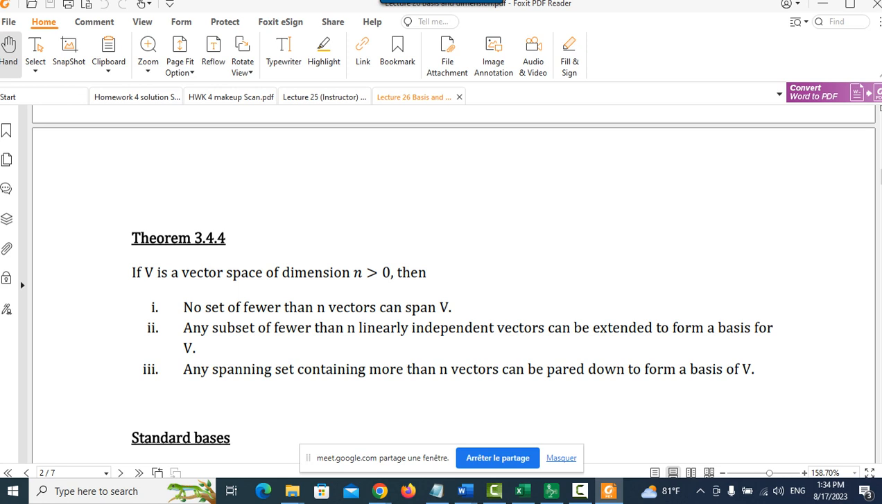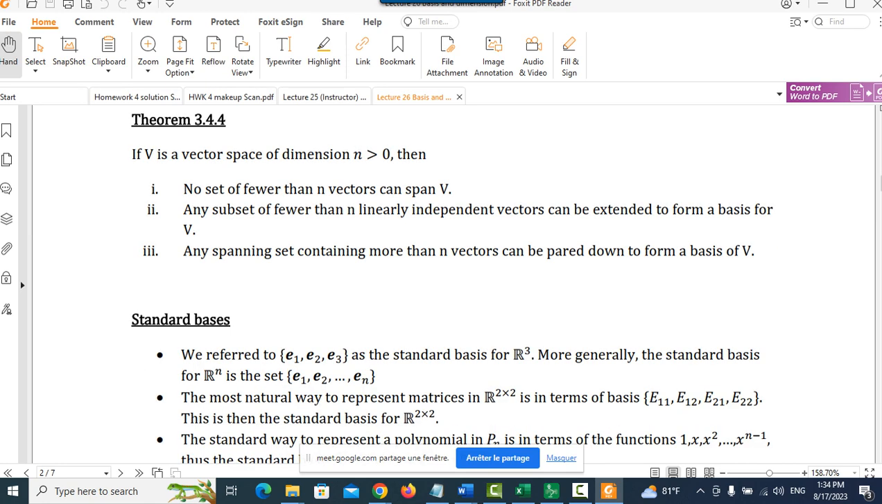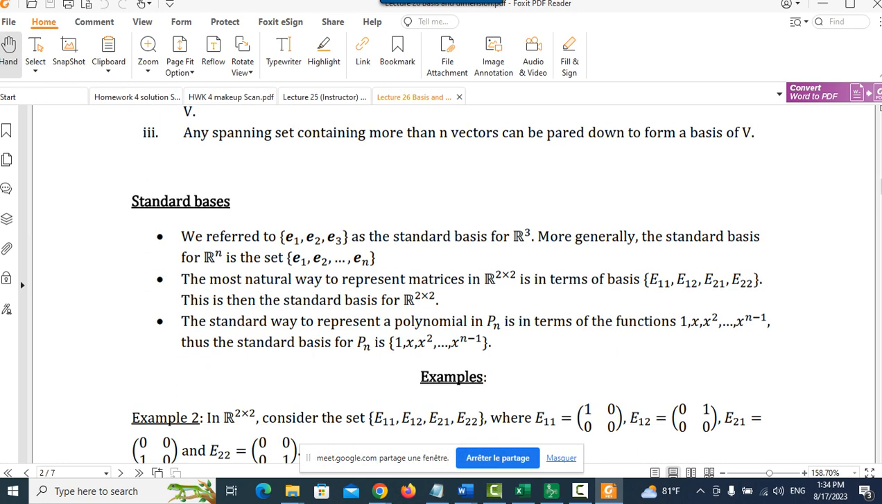And now, any set of fewer than n linearly independent vectors can be extended to form a basis for V, and any spanning set containing more than n vectors can be pared down to form a basis of V. Now, standard basis. We refer to E1, E2, and E3 as the standard basis for R3. More generally, the standard basis for Rn is the set E1, E2, all the way to En.